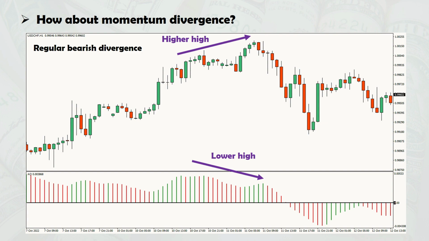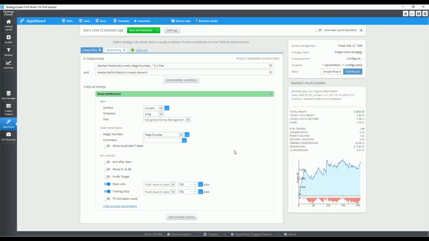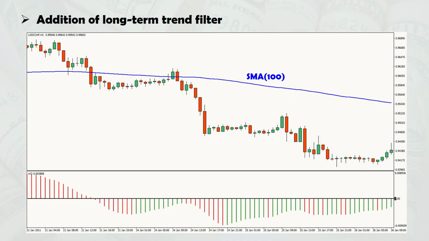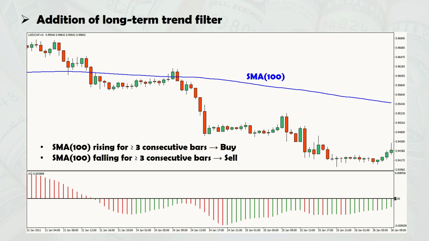Can we improve the basic strategy? Recall that the Awesome Oscillator uses the 5 and 34-period SMAs. The current crossover conditions therefore only take short-term momentum into consideration. Let's add a 100-period SMA to determine the direction of the long-term trend. If this SMA has been rising for at least 3 consecutive bars, an uptrend is present, and I will be allowed to go long. Here's an example of a short entry.